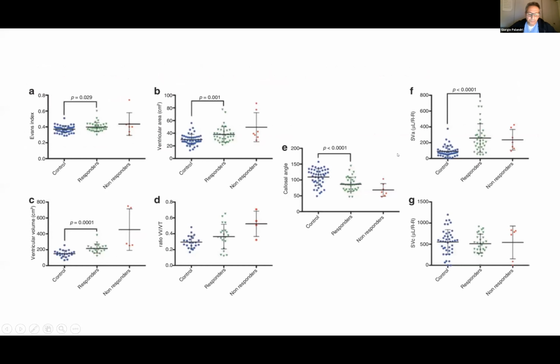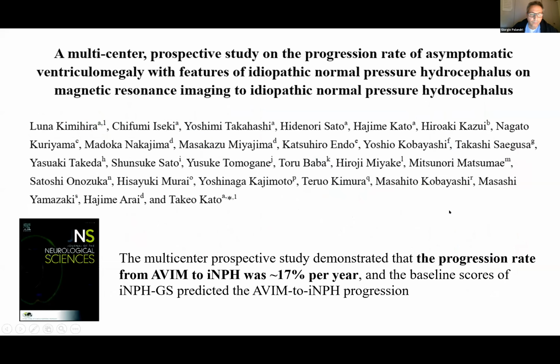Here you can see how the Evans index is larger in responders than in controls, and it is also true as regards the ventricular area, the ventricular volume, the callosal angle, and the stroke volume of the flow through the aqueduct and upper cervical spine measured with phase contrast MRI.